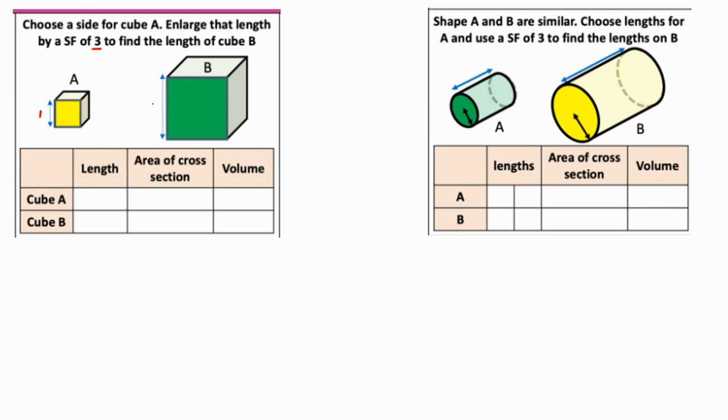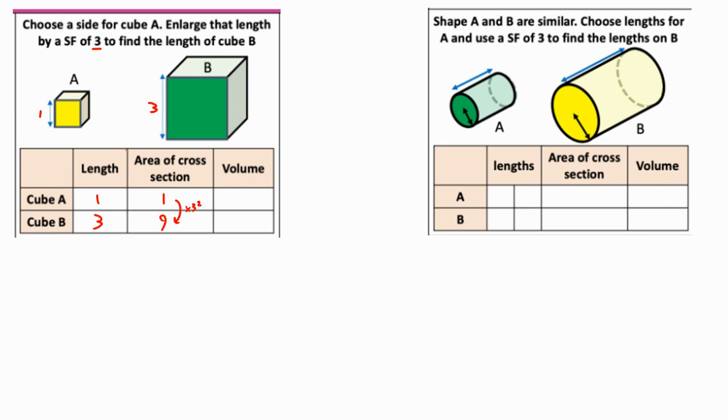So the green shape, if the length of all the edges on shape A is 1, it'll all be 3 on here. So there's a nice easy one to fill in, and the scale factor is 3. For the area of the cross section, so that yellow little square, that's 1 times 1, so that's just 1. But for the green one, that's 3 times 3, so that's 9. So notice there, you're multiplying by the scale factor squared.